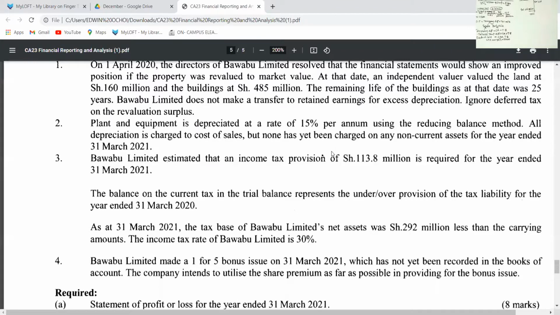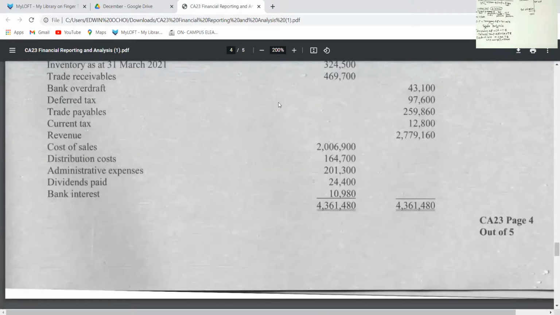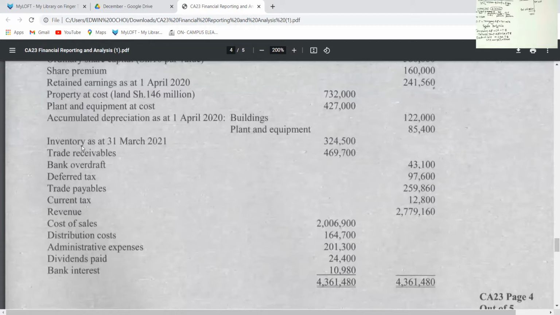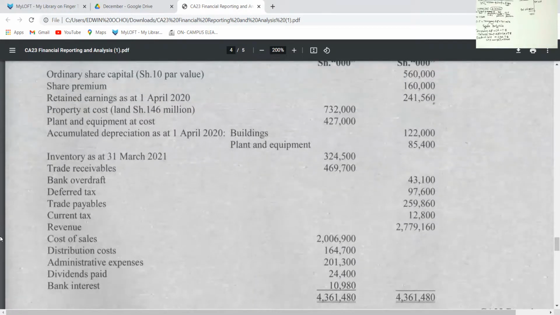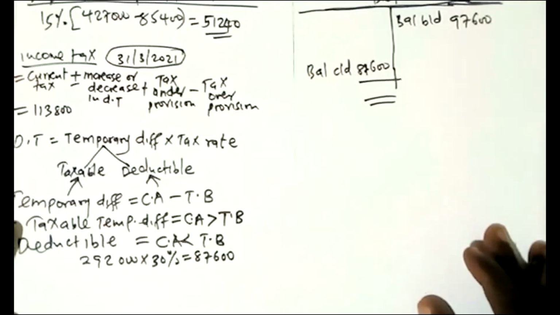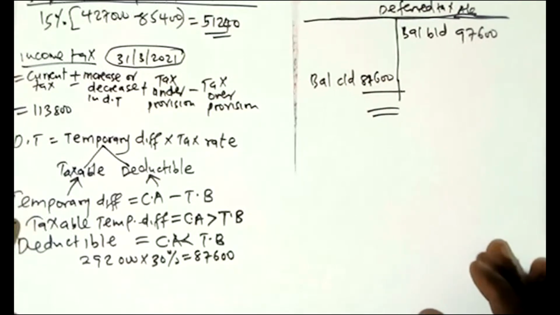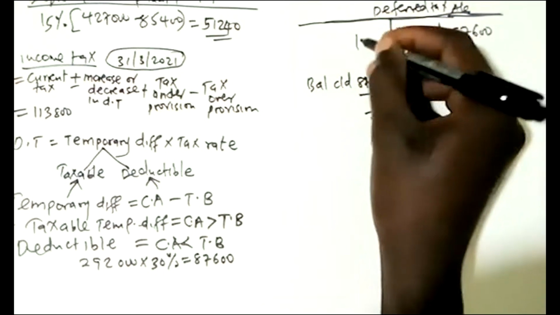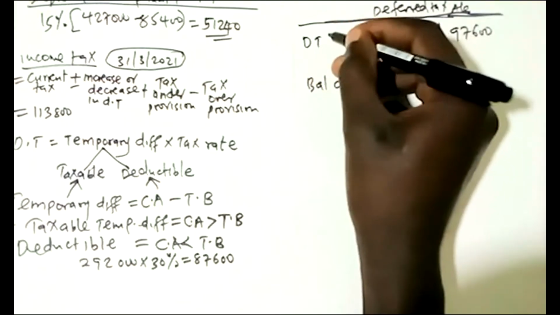If you check in the trial balance, there's a deferred tax given there. Be keen and check it. You can see there's a deferred tax here of 97,600. So 97,600 is the balance brought down from the trial balance. You can realize that there is a reduction of 10,000. So that is a deferred tax asset.